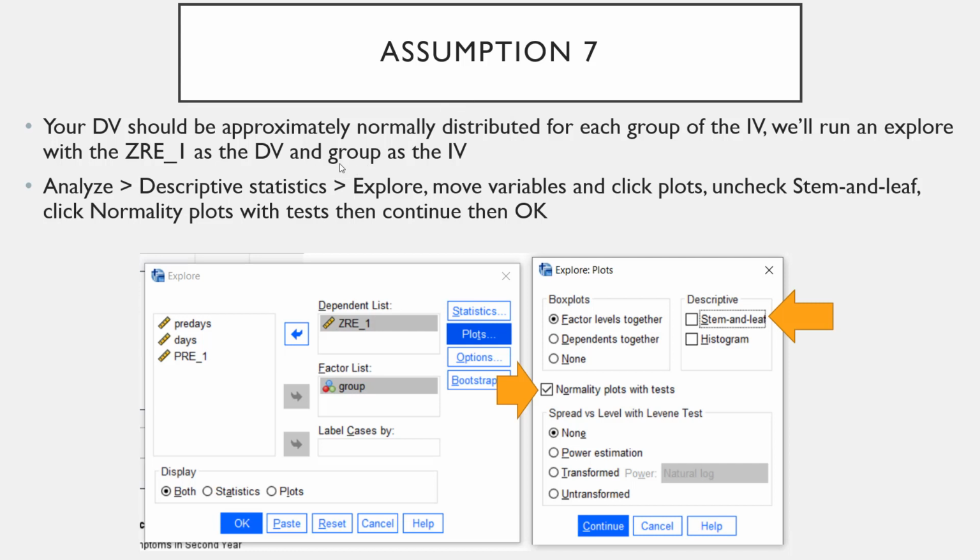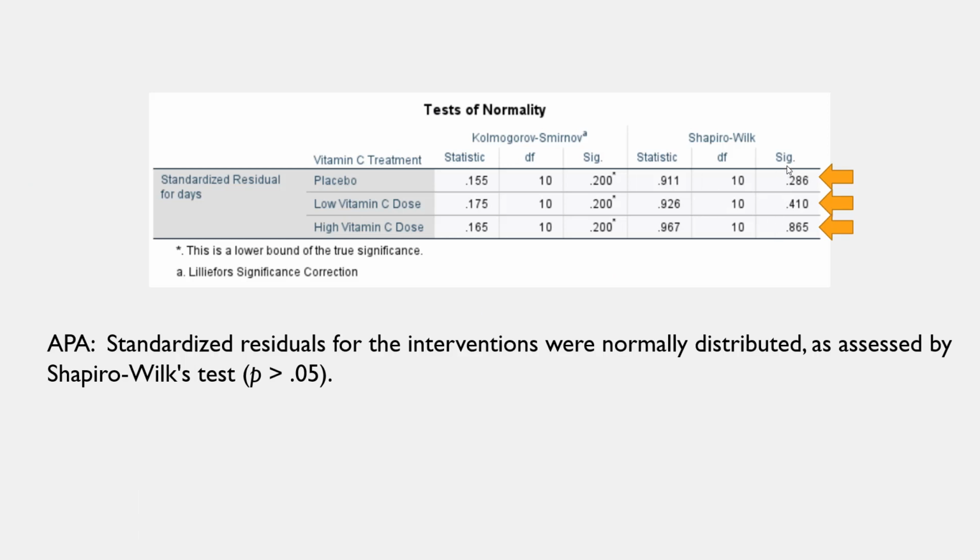Assumption 7 is that our dependent variable should be approximately normally distributed for each group of the independent variable. We'll run an Explore with the ZRE_1 saved variable, which is here, as the dependent variable, and group as the independent variable. So we go to Analyze, Descriptive Statistics, Explore, move variables over, and click Plots. Uncheck the stem and leaf, and click Normality plots with tests, and we're going to say Continue and then OK. And we can see that we have normal distribution for all levels of the grouping variable. Standardized residuals for the interventions were normally distributed as assessed by the Shapiro-Wilk test.